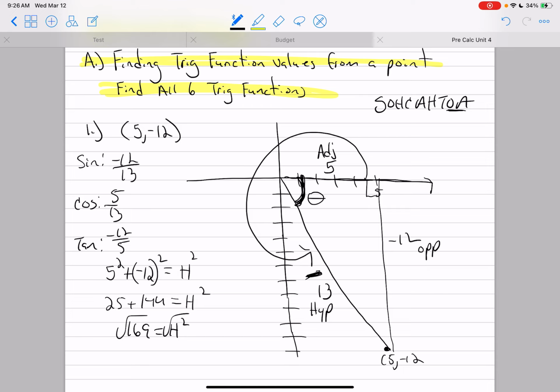What is the inverse of sine? Cosecant. So that's going to be negative 13 over 12. What is the inverse of cosine? Secant. So that's going to be 13 over 5. And what is the inverse of tangent? Cotangent. So that's going to be negative 5 over 12. Boom. First one, done.